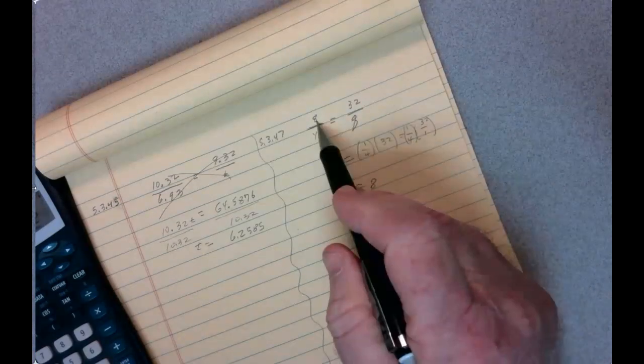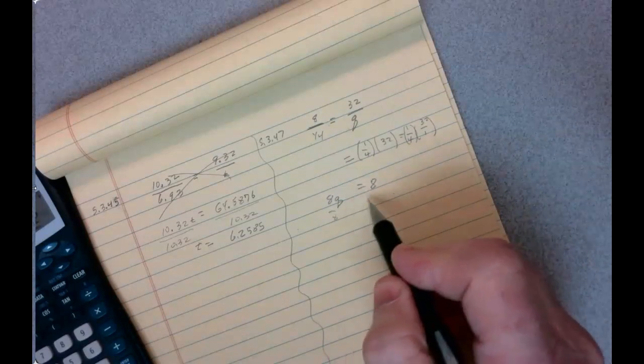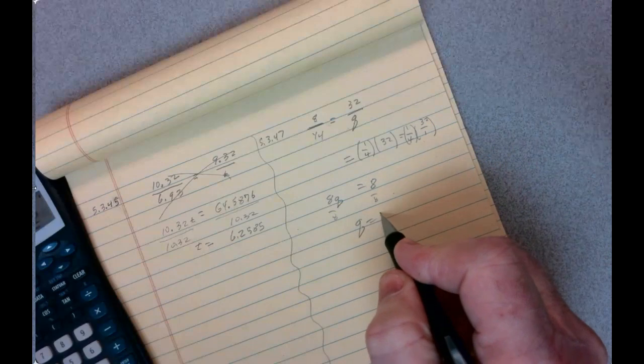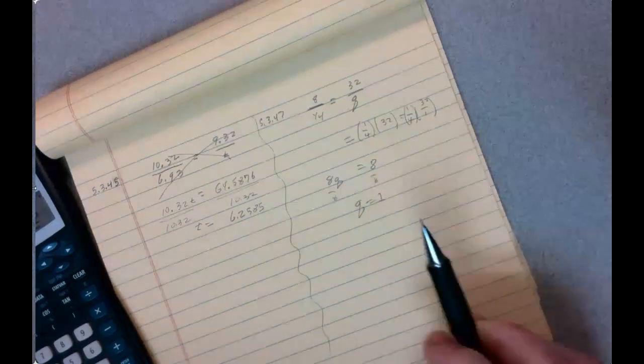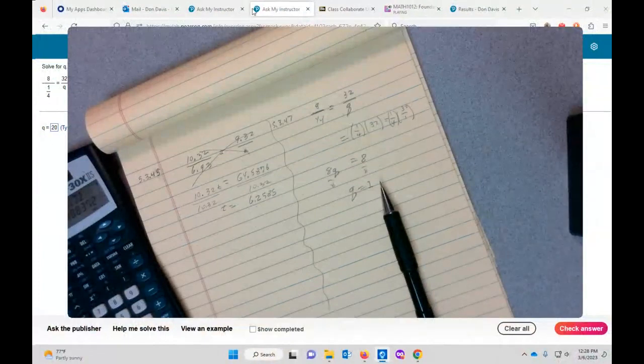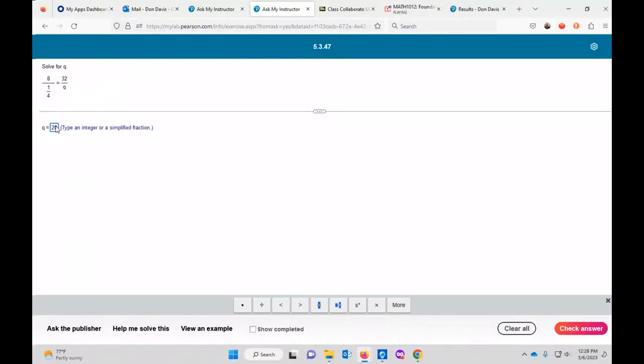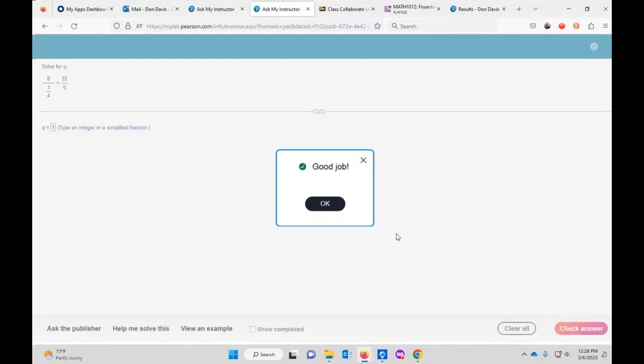And q times 8, or 8 times q, is 8. Divide both sides by 8, and I get that q is equal to 1 on this one. So let's put that in. I'm going to come back and show you one other thing here. So q is equal to 1. Put in a 1 here, and we should get the right answer. Good job. So both of those are done correctly now.